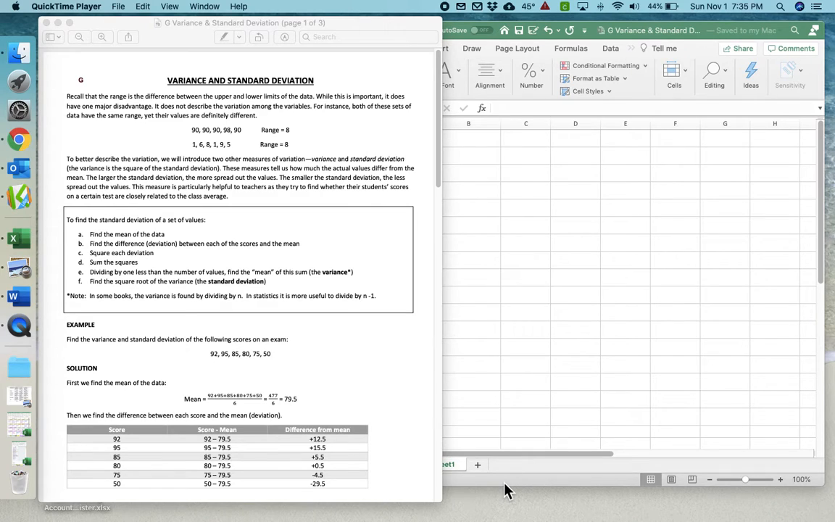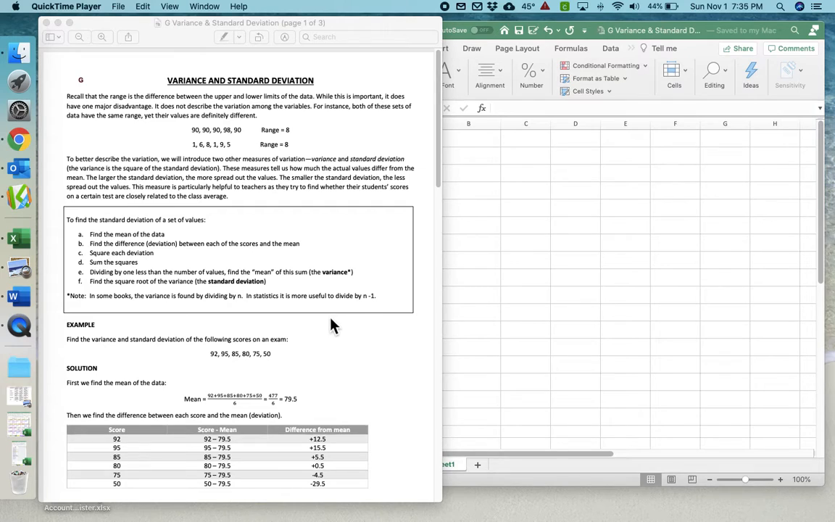For our example of variance and standard deviation, I'm going to use Excel because that's actually the easiest way to do it. You can do this by hand if you want to create a table and do that, but I just find the easiest way to do it is with Excel.